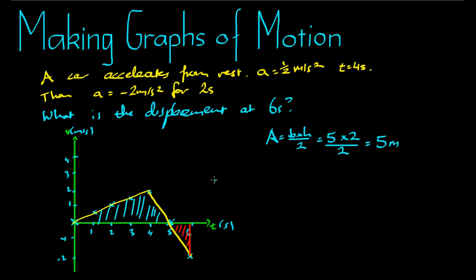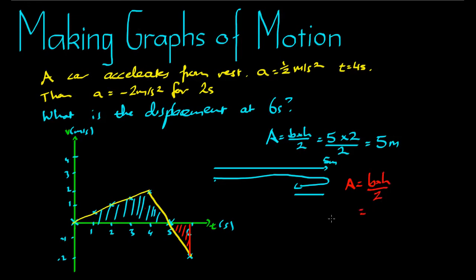So we said the car started from rest, accelerated, slowed down, and then turned around. Right before it turned around, it reached the 5 meter mark there. And then it actually lost some of its displacement. It started to return here towards the origin. So the area under this section here, the red area, is equal to base times height over 2. That comes to 1 times the height, which is negative 2, divided by 2. That's negative 1 meter. It's a bit odd thinking in terms of negative area, but just remember it did have a negative height. So we have a negative area there.